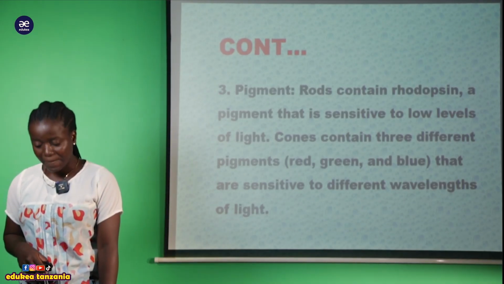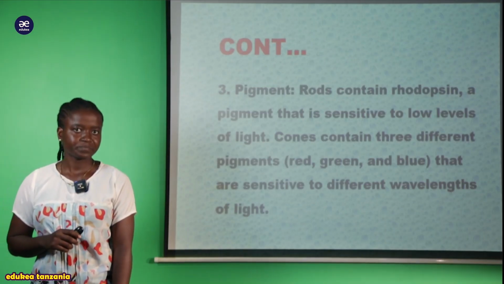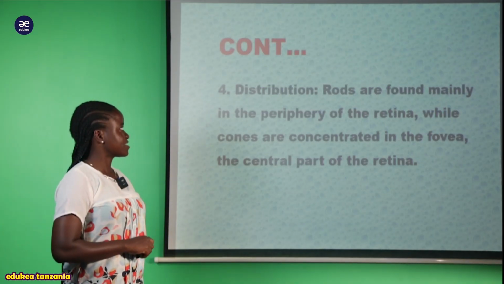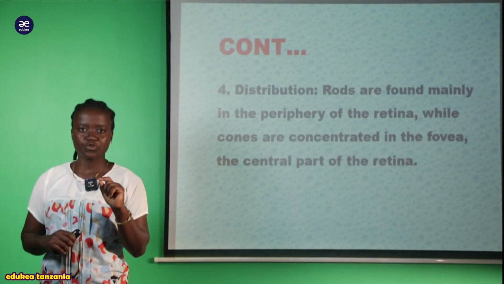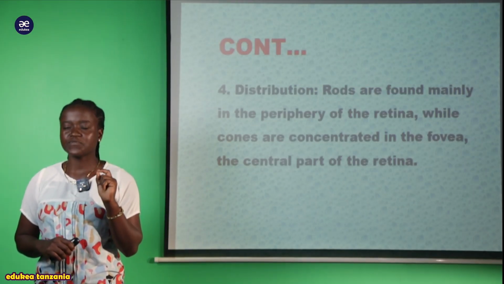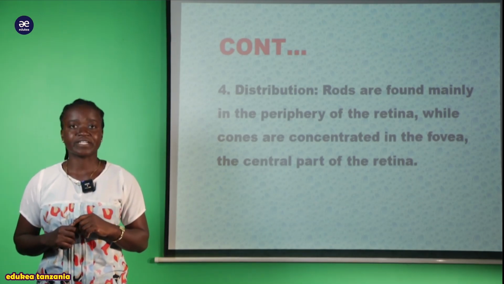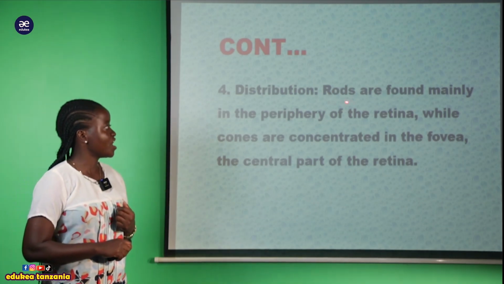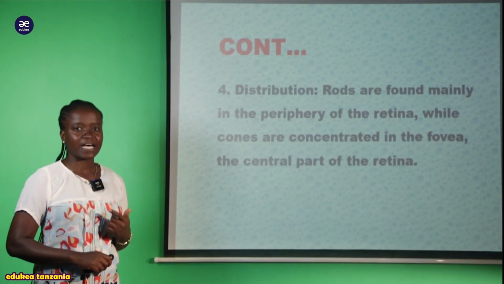But also, apart from that, we have another difference between the rods and the cones, and this is the distribution. Ukienda kuangalia ile distribution ya rods, pia ukiangalia distribution ya cones, they are quite different. That is, we are saying that the rods are found mainly in the peripheral of the retina.